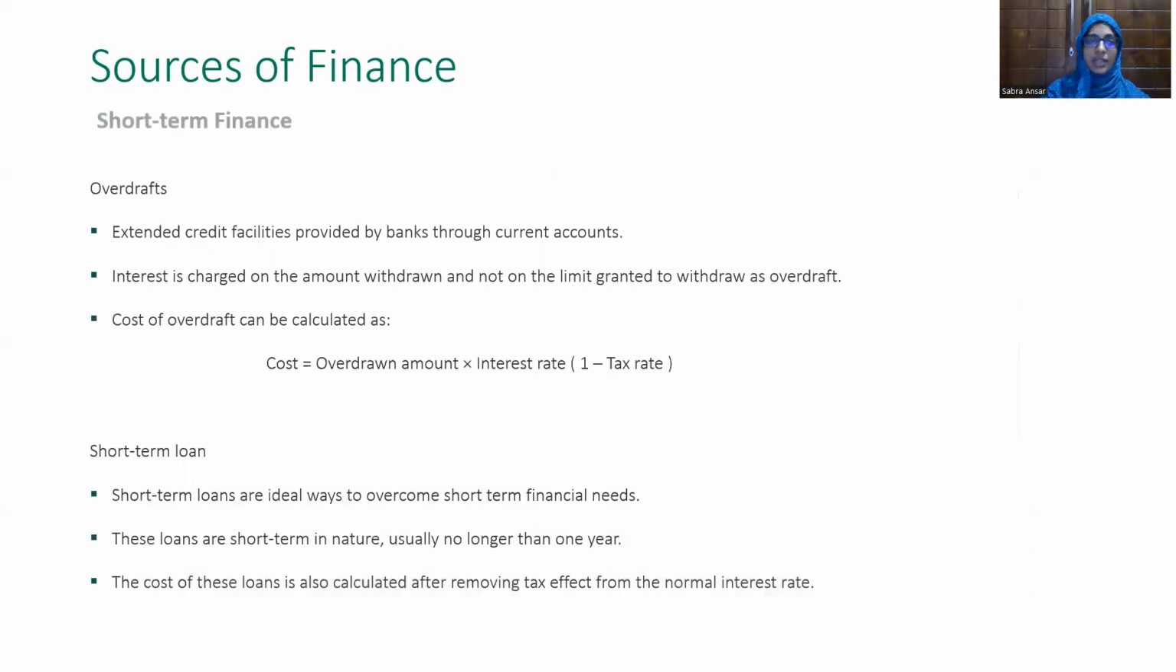For short-term finance, as I said, there could be an overdraft, which is an extension of the credit facilities of a bank, and interest is generally charged. The cost of an overdraft is generally calculated as the overdraft amount times the interest rate, multiplied by one minus the tax rate, because tax is deductible. Short-term loans are an ideal way to overcome short-term financial needs, and the cost of the loans is generally calculated after removing the tax effect.